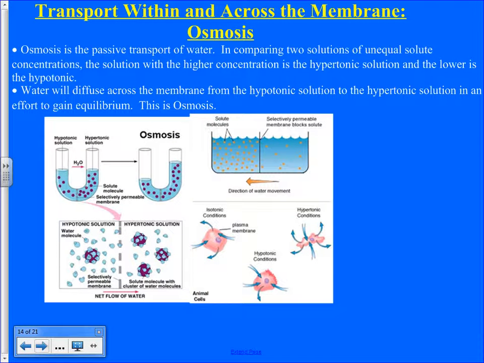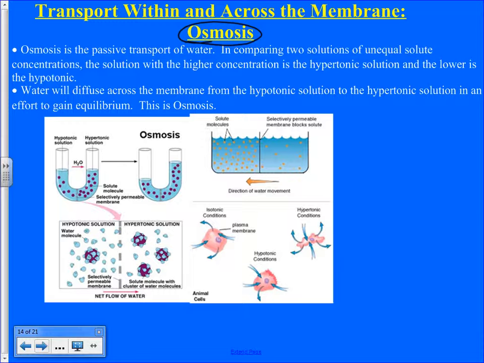All right, osmosis, the next type of cell transport. Osmosis is a specific type of passive transport, so it still doesn't cost any energy. But osmosis only transports one material, water. Osmosis, very simply, is the movement of water across the membrane.